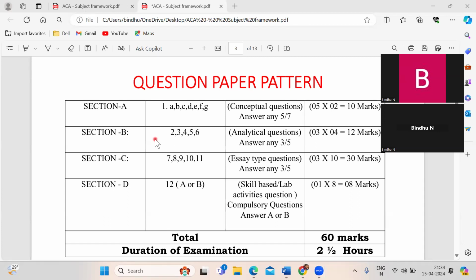Before moving to the subject discussion, shall we discuss the pattern of the question paper? In the pattern of the question paper, section A is going to have 7 questions in total. Out of 7 questions, you need to answer 5 questions.